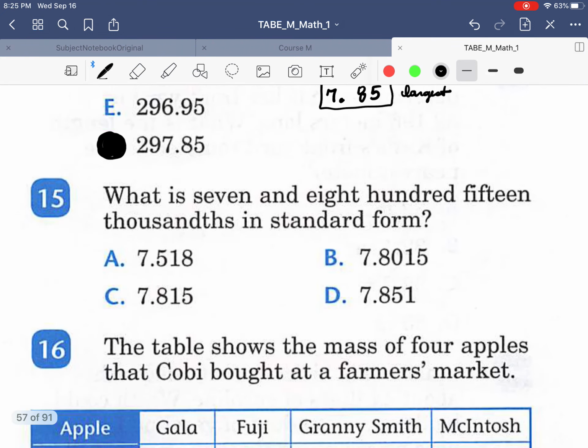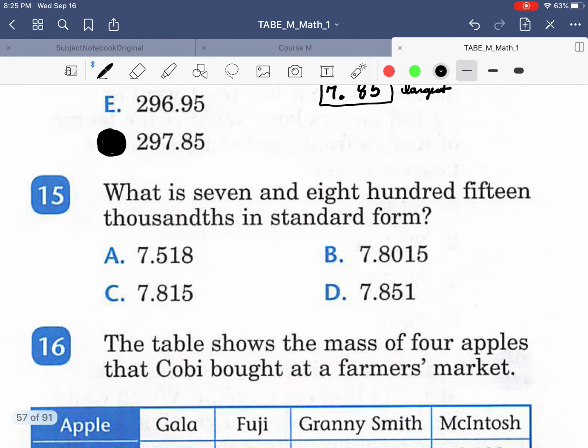Number 15. What is 7 and 815 thousandths in standard form? 7 and 815 thousandths. That's going to be C. Just going from word form, and I shouldn't say just, that's not easy to do. We're going from word form to standard form.